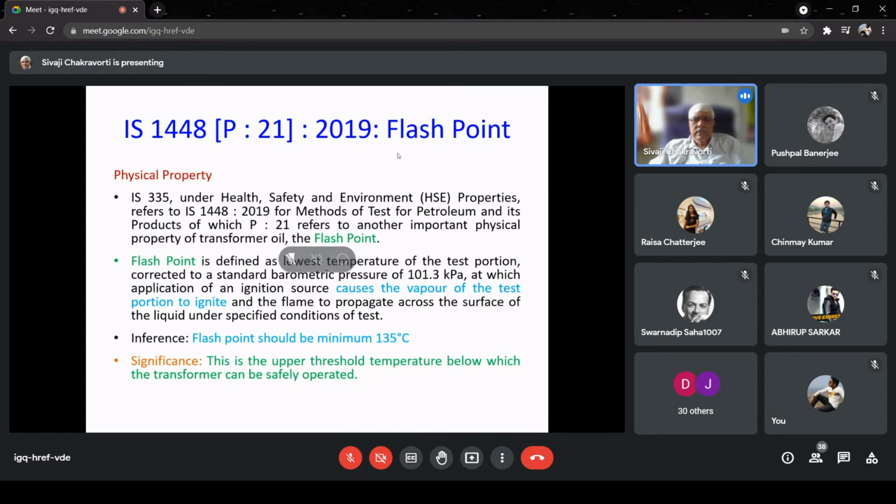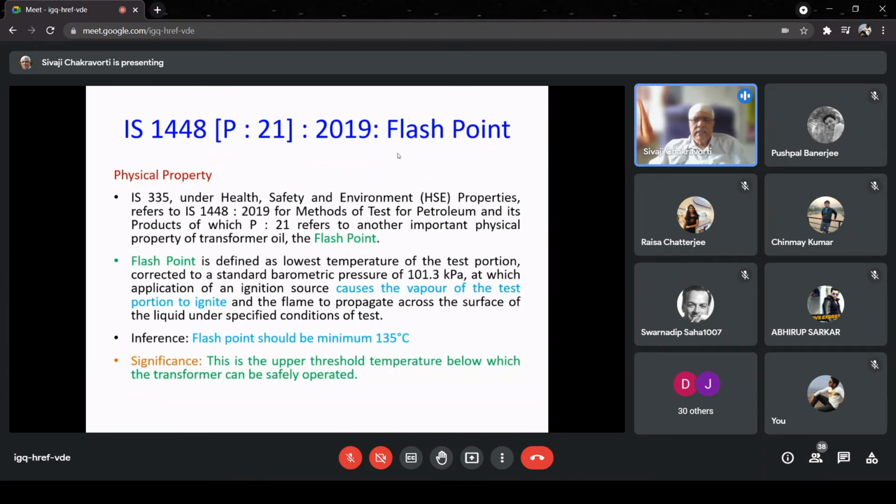Now you can clearly see that if flash point is 135 degrees centigrade, then we always have to think about where this transformer or equipment will be used. If it is Rajasthan, then our ambient temperature could be anything around 50 degrees centigrade.